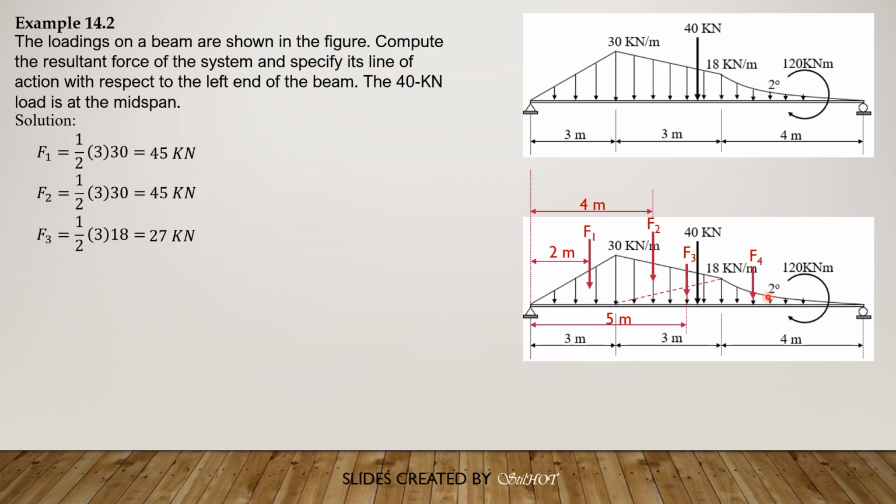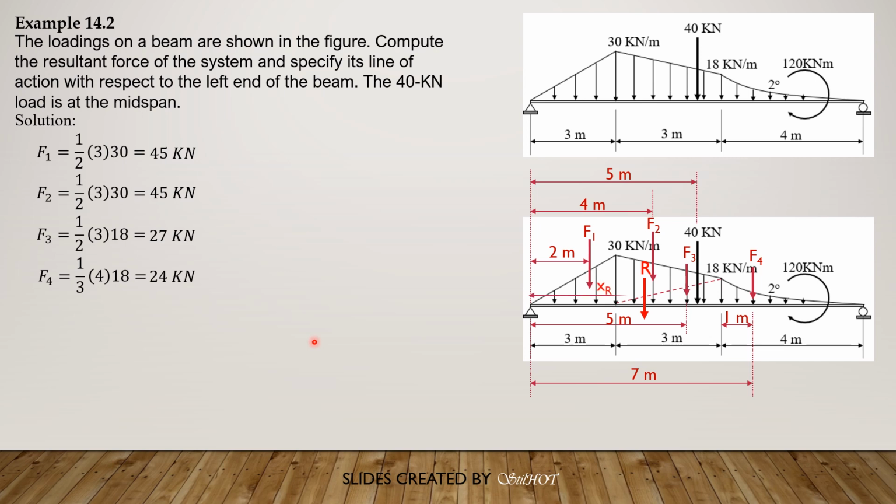Then F4, this spandrel of parabola, its location is, because this distance is 4 divided by second degree plus 2, so 4 over 4 is 1. 1 plus 6 is 7 meters from the left end. So F4 is equal to 1/3 of 4 times 18, so it is equal to 24 kilonewtons. Then the 40 kilonewton load acts at midspan, so its distance from the left end is 5 meters. And take note that we also have 120 kilonewton-meter clockwise couple.